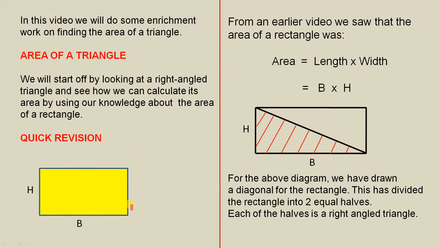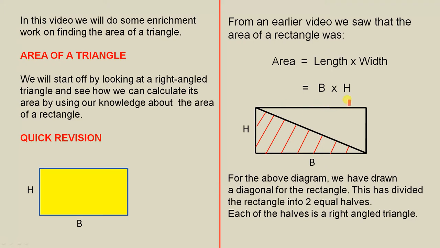Here's a basic sketch of a rectangle. Let's pretend that the length of this is B and the length of that is H. From an earlier video we saw that the area of a rectangle was area equals length times width. So in this case the length is B and the width is H, so it's B times H. We've already seen that and we've done some examples on it.